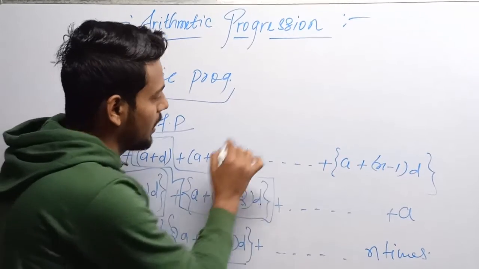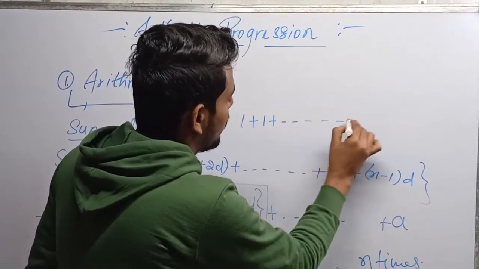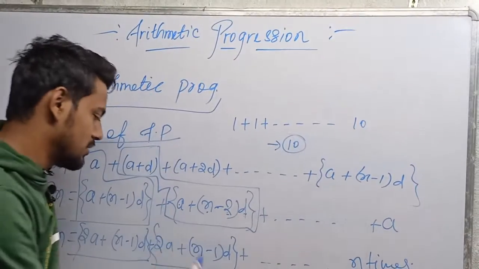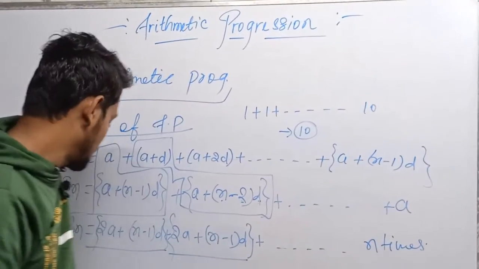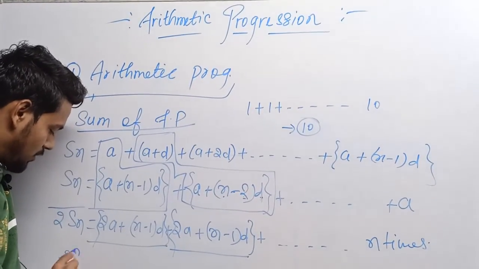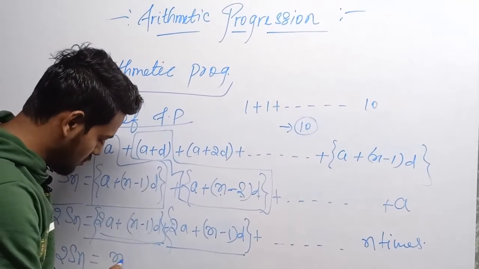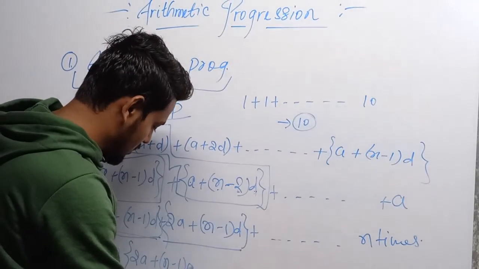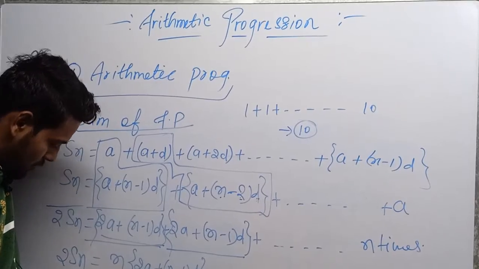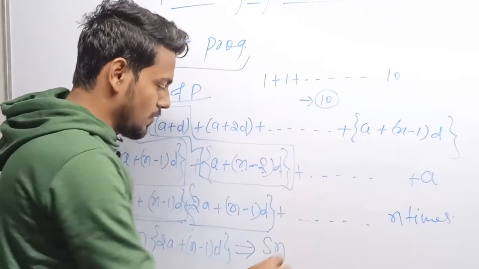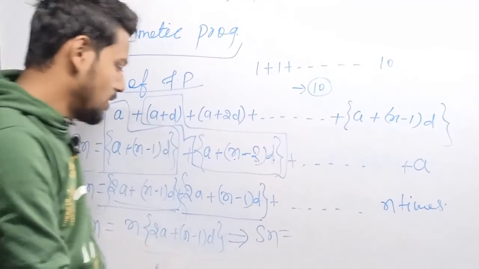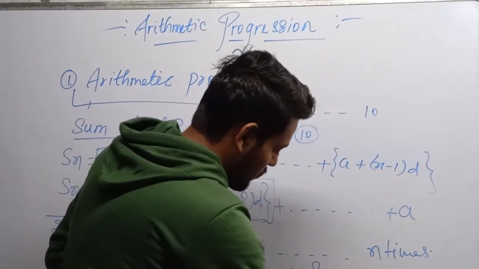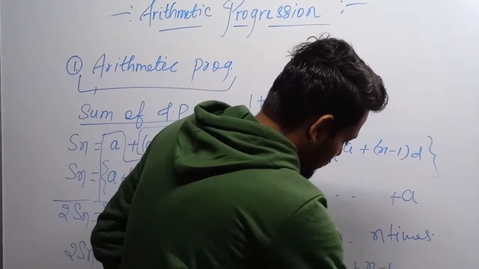As we know, if we add 1 plus 1 plus 1 till 10 times, it becomes 10. So if the same number is added n times, it becomes n times that number: n times (2a plus (n minus 1)d). Now Sn will be equal to n by 2 times (2a plus (n minus 1)d.